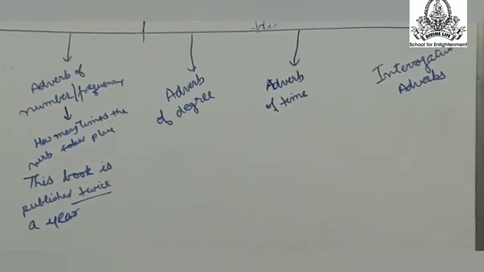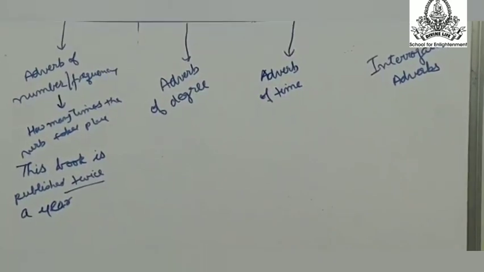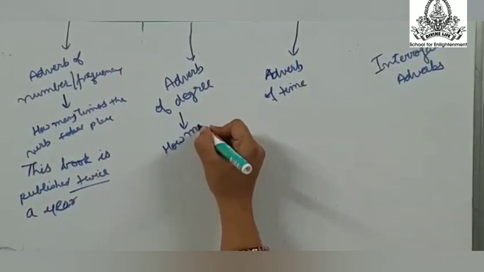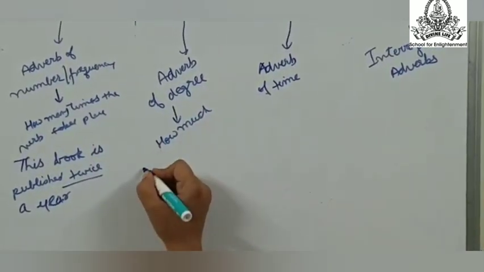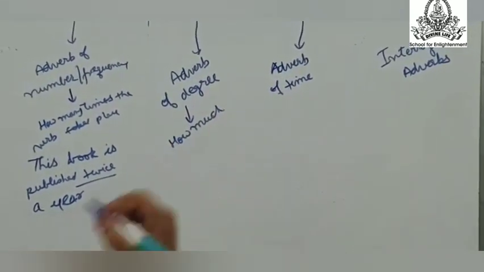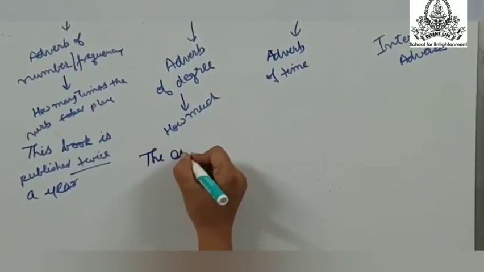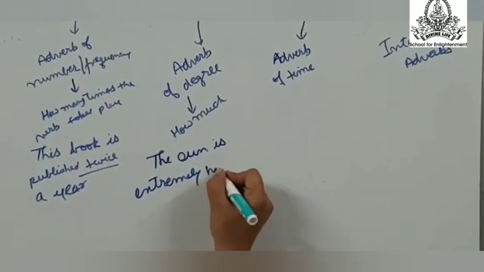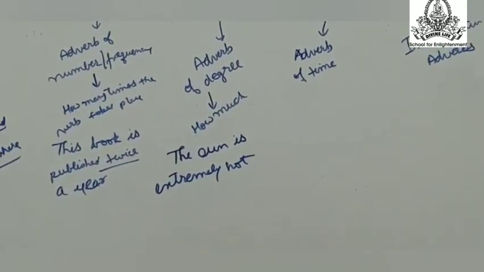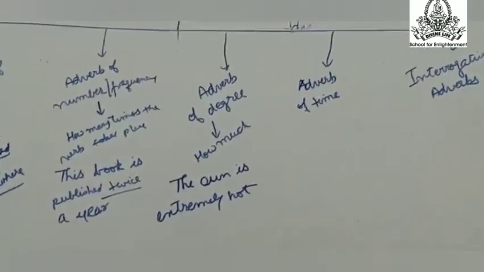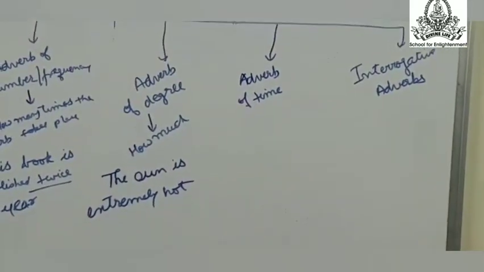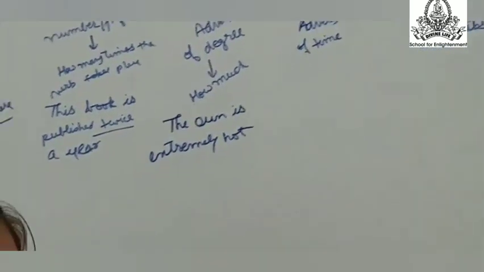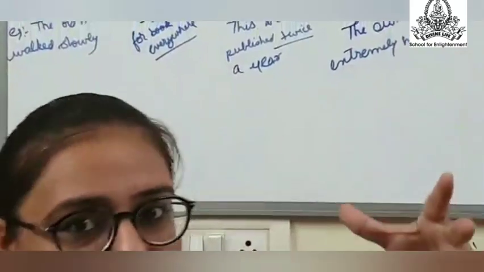Similarly, adverb of degree tells us how much. Sun is hot. Sun is extremely hot. How hot is the sun? It's extremely hot. He is tall enough to reach the roof. How tall is he? He is tall enough to reach the roof. So it's actually telling us the height, or how tall he is.